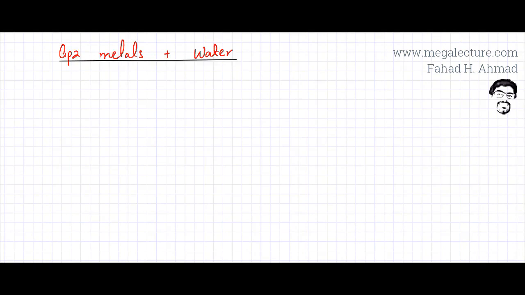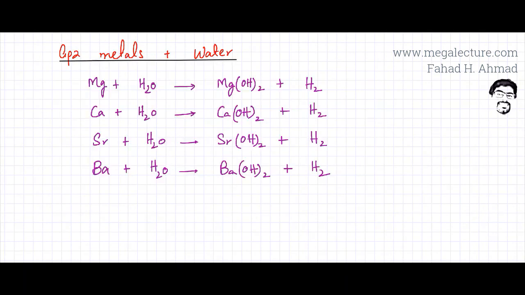Next reaction that we'll study is the reaction of group 2 metals with water. All group 2 metals react with water to produce hydroxide, and hydrogen gas is given off. So Mg reacts with water to produce Mg(OH)2. Similarly, calcium reacts with water to produce calcium hydroxide, and hydrogen gas is given off in each case. Again, you should know that as you go down the group, the reactivity of this reaction increases. Barium is going to react vigorously with water, whereas Mg is going to react relatively slowly with water.